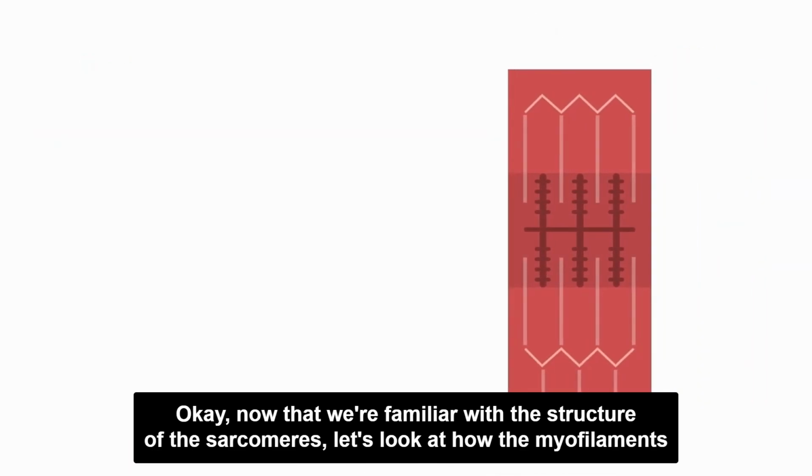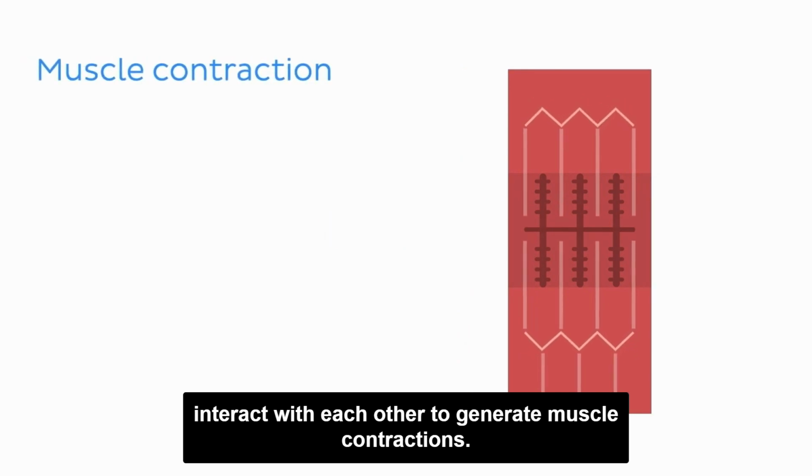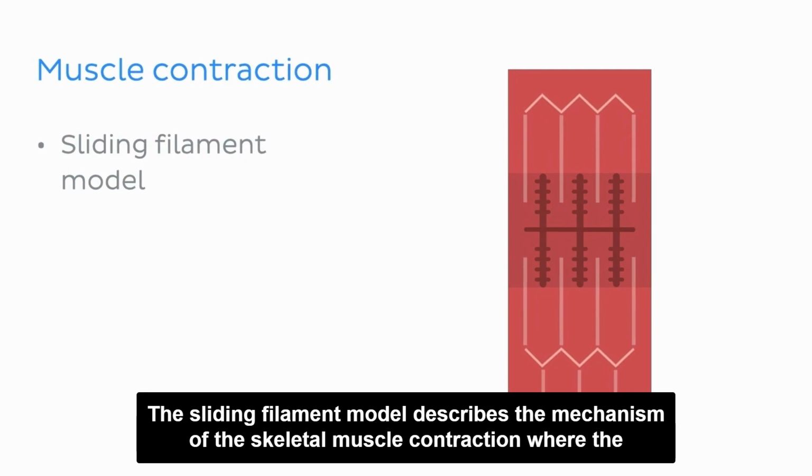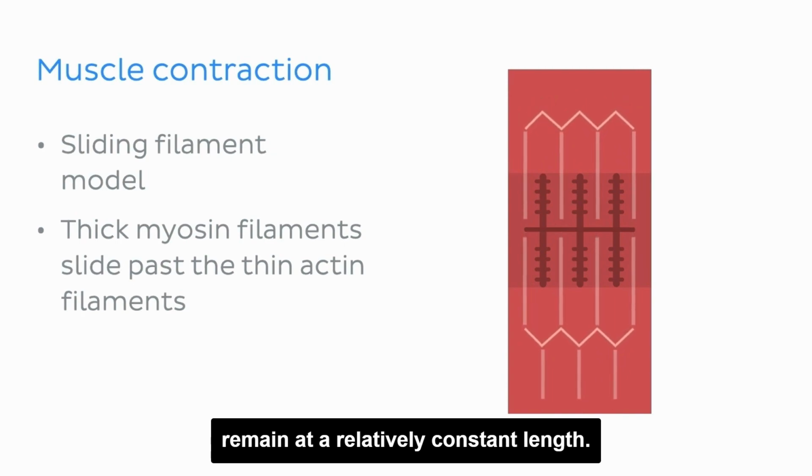Okay, now that we're familiar with the structure of the sarcomeres, let's look at how the myofilaments interact with each other to generate muscle contractions. The sliding filament model describes the mechanism of skeletal muscle contraction, where the thick myosin filaments slide past the thin actin filaments, while the two groups of filaments remain at a relatively constant length.